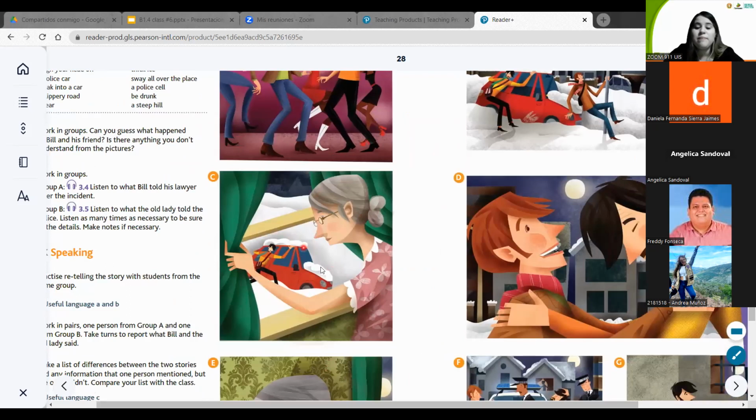And then what happened here? What can you see in the picture? What can you see in the picture, guys?